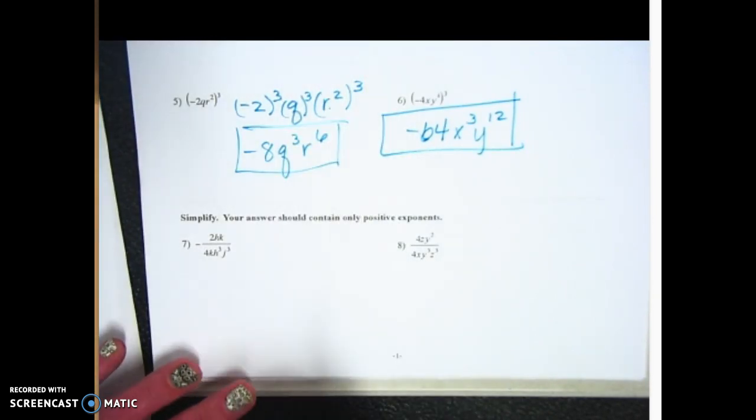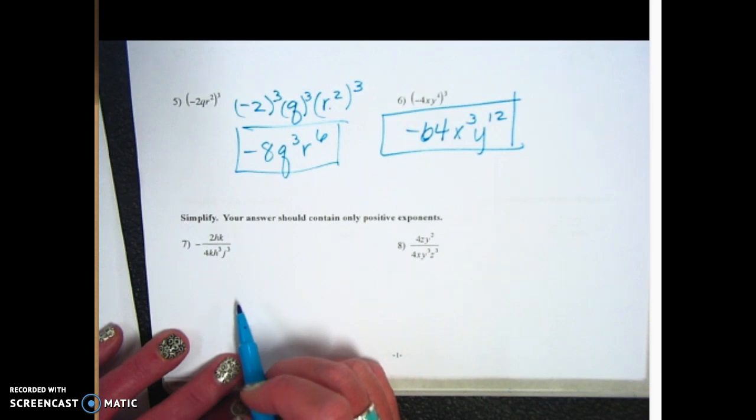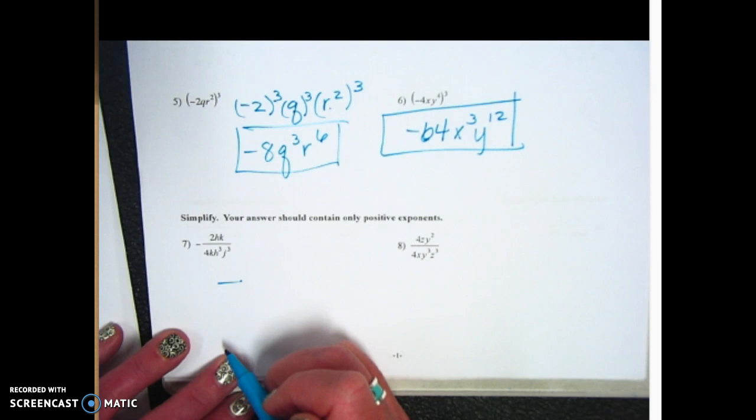Numbers 7 and 8, the directions say your answer should contain only positive exponents. If there's a negative out front, you can just leave it out front. And then see if you can reduce any.